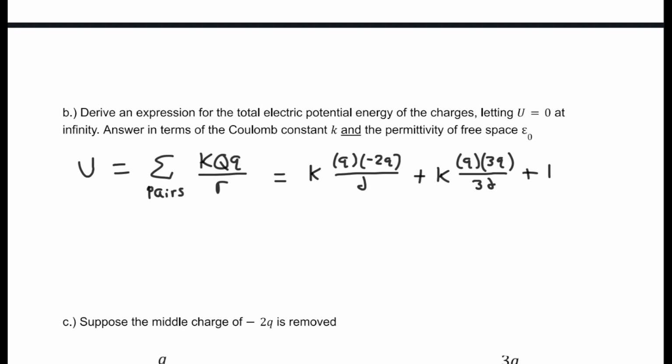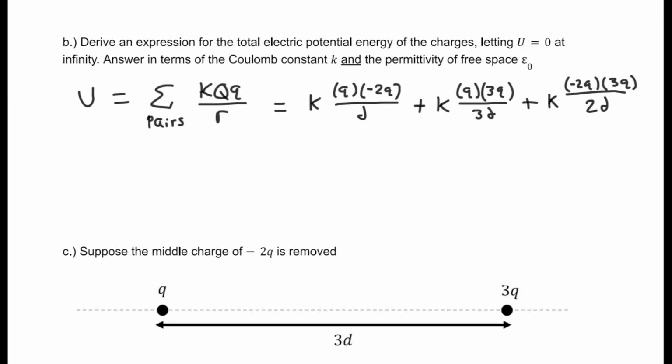Or we could do the minus 2q and the 3q, which are separated by 2d. And now we just get to play the simplify and fraction adding game. So we'd get a negative 2kq squared over d plus a kq squared over d minus a 3kq squared over d. And again, energy is a scalar, so there's no direction here, but we do respect the signs.